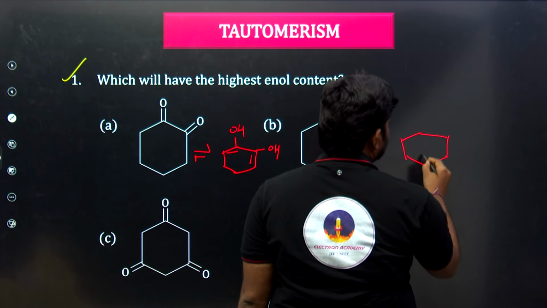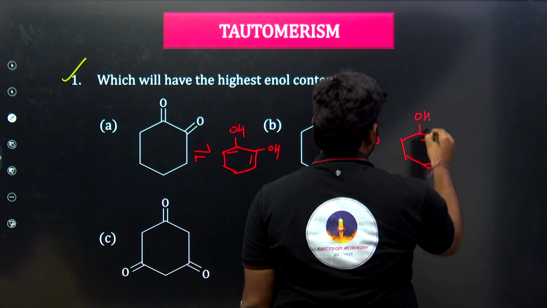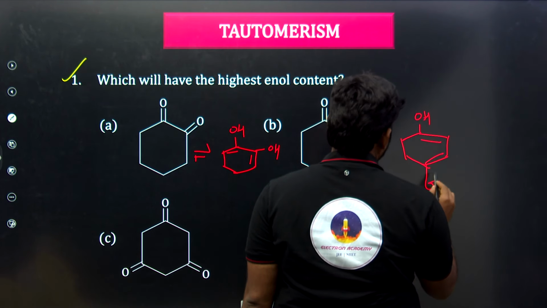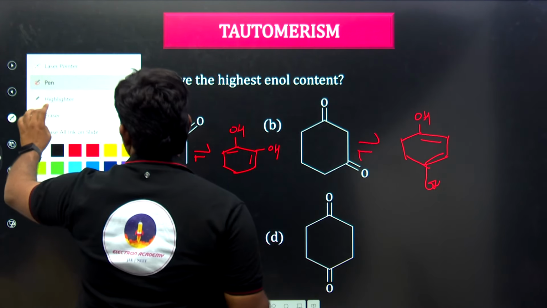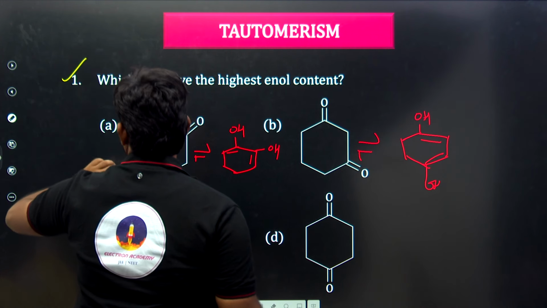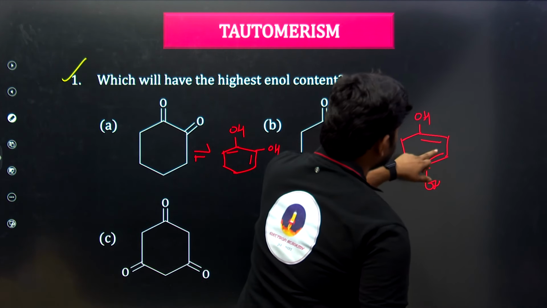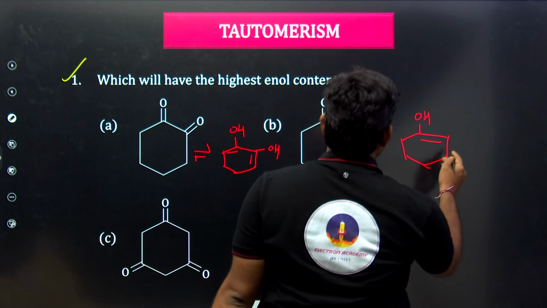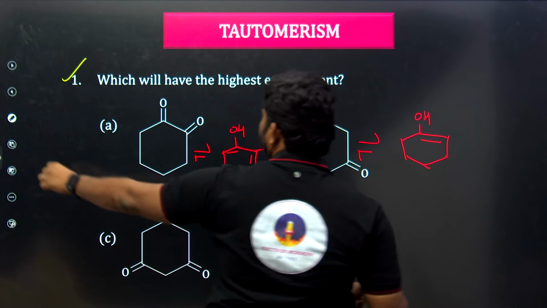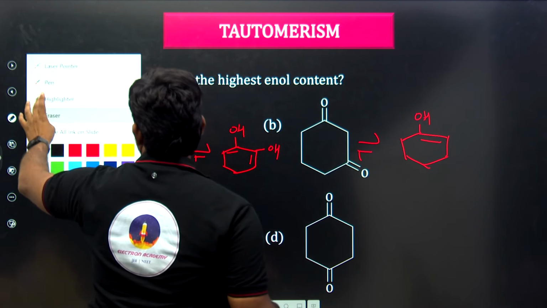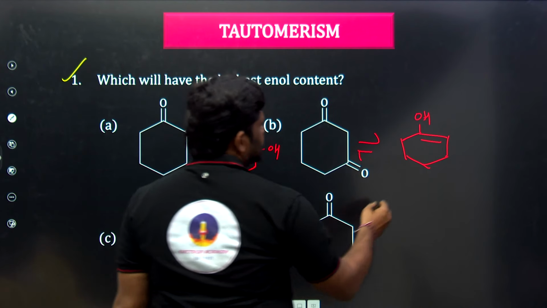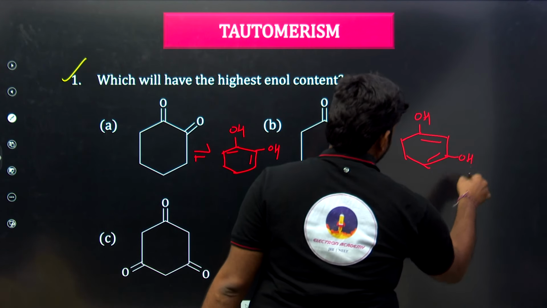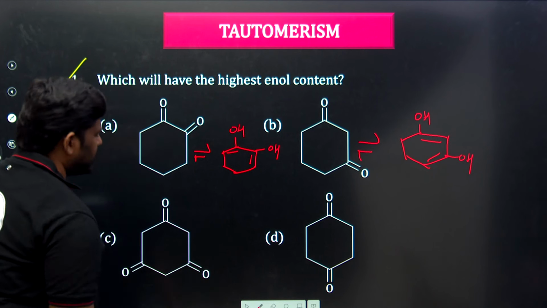How can you write, sir? So the first one will become like this, the second one will become like this. The first one will become like that. Right. In this, here you will get. So for enol content, check the stability for this OH. Next one here, this is a very important one.